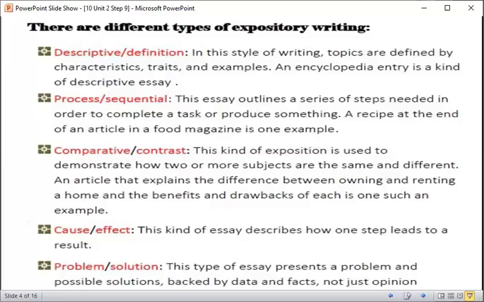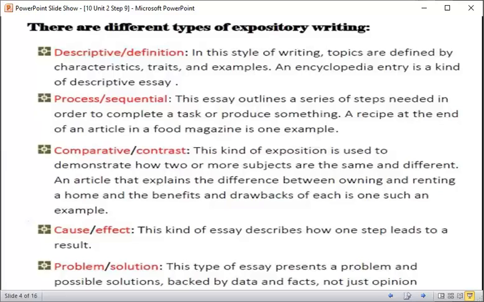Cause and effect is, of course, a type of expository writing. In this kind of essay, you describe how one step leads to a result. So doing exercises, eating healthy food, quitting bad habits, of course bad eating habits, all these are causes of a healthy lifestyle. So this is the effect.